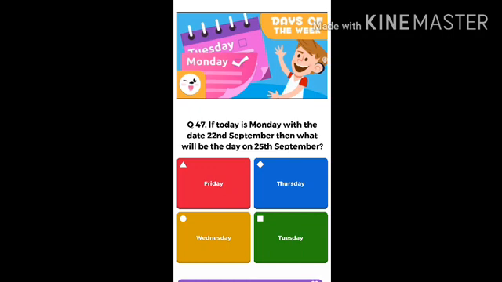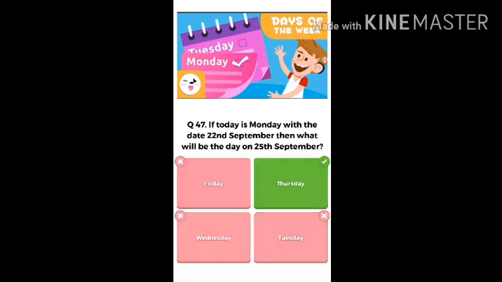If today is Monday with the date 22nd September, then what will be the day on 25th September? After 22, 23, 24, 25 means 3 days more after Monday. What will be the third day after Monday? It will be Thursday.